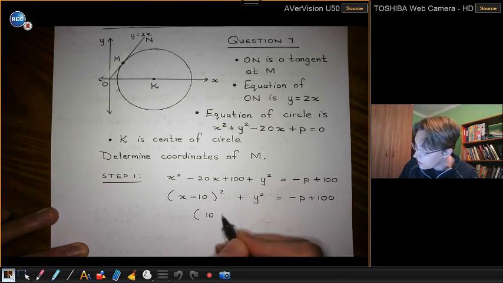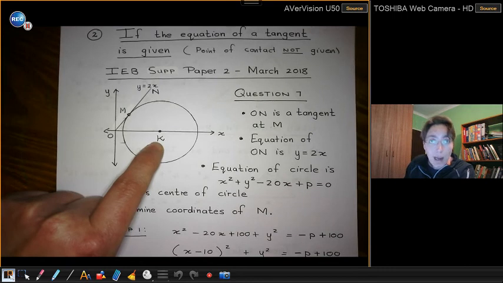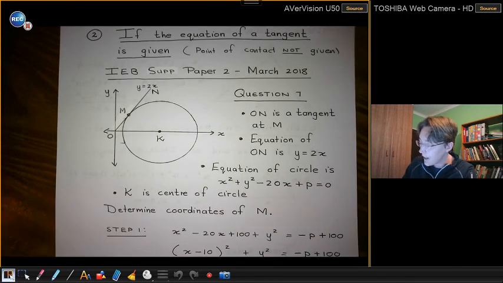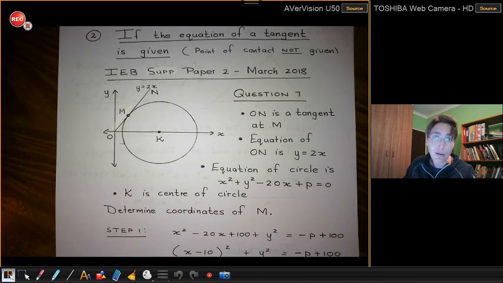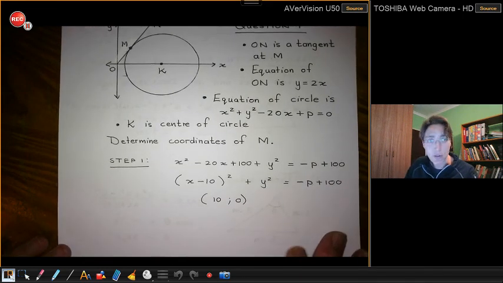it means the y coordinate of the center is 0, which actually makes a lot of sense, because if you look at the diagram, you'll realize the center of the circle lies on the x-axis, which means the y-coordinate had to be 0. So that is one of the things you could have realized there. So that's step 1, finding the center of the circle.